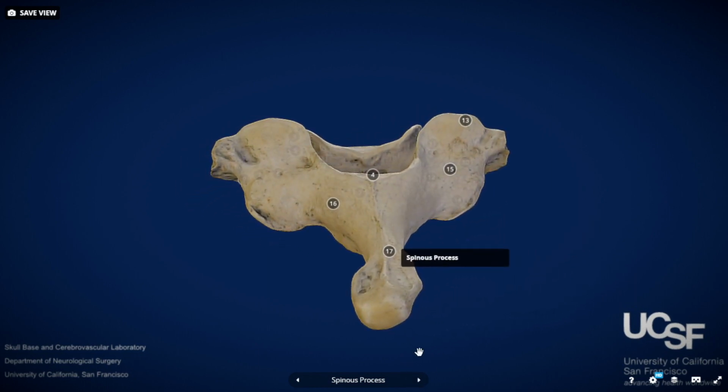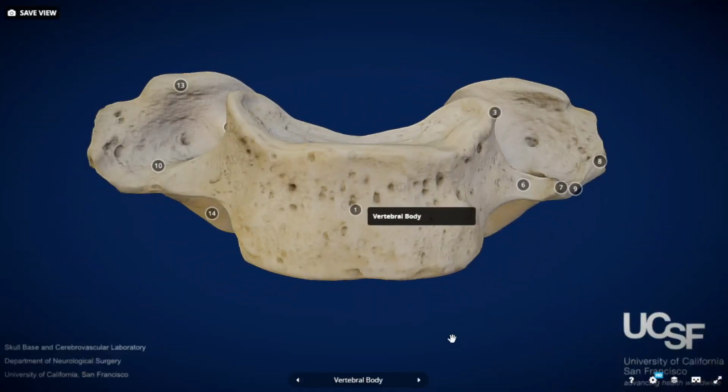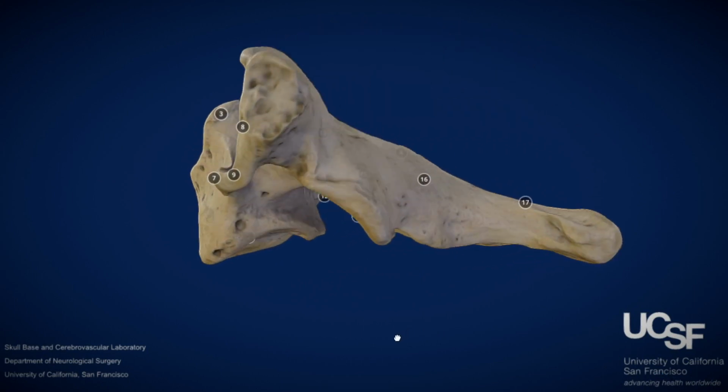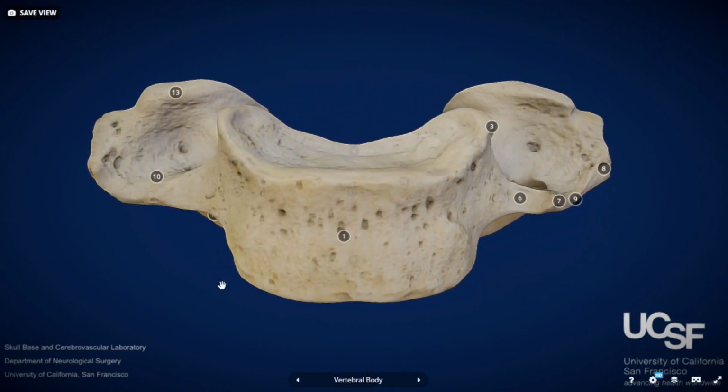So again, the spinous process of C7 is the most prominent spinous process of the cervical region, and is usually a landmark that can be palpable at the physical examination.